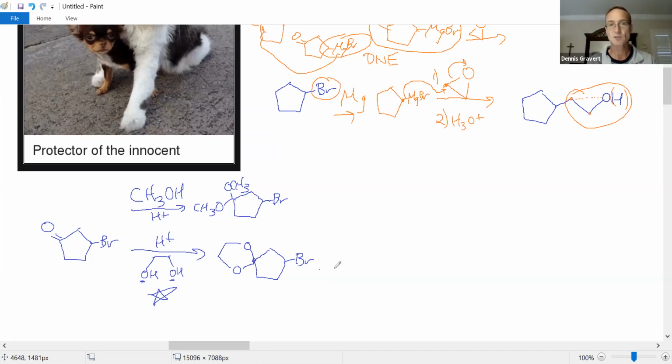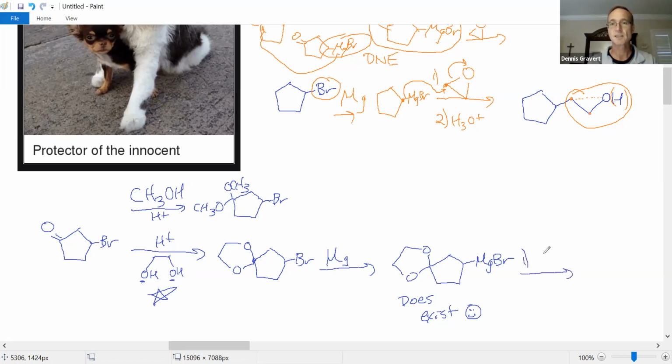Now go ahead and add the Grignard. So I'm going to add magnesium here. And ethers don't react with Grignard reagents, and acetals are similar to ethers. They don't react with Grignards either. So this one does exist. Yay. And so now, in one step, we add the epoxide. In a second step, add hydronium ion.